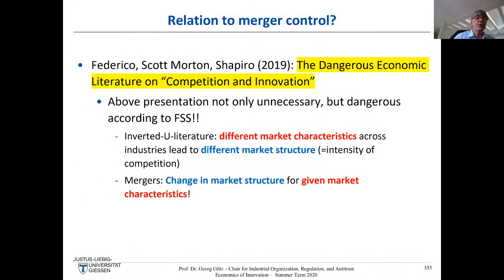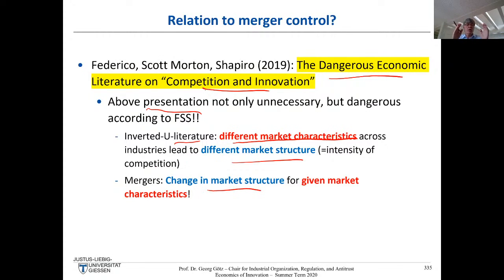Actually, what Federico, Scott Morton, and Shapiro said in a recent paper is that they even have a section headline called "The Dangerous Economic Literature on Competition and Innovation." They would tell you what I told you above is not only unnecessary but dangerous if you relate it to the discussion on mergers. Okay, because the inverted U literature is one of different market characteristics. So you have different market structures, whereas in mergers, you have a change in market structure.